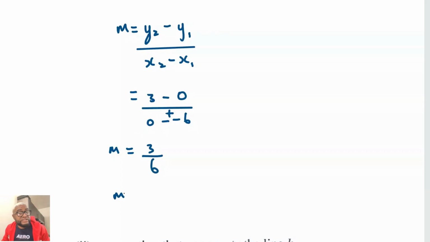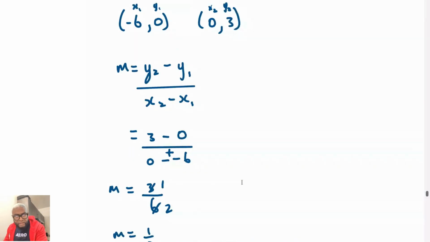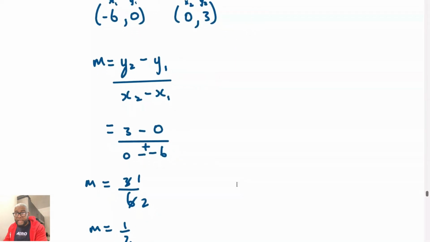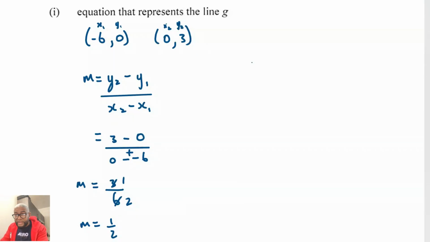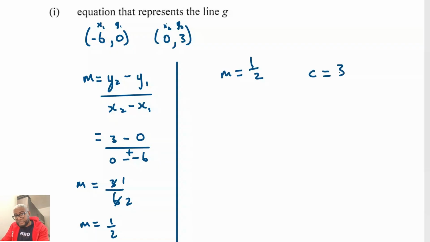3 over 6 could be reduced to be what? 2? I swear I heard somebody say 2. Jada, you said 2? 3 into 3 is 1, and 3 into 6 is 2. So we found the gradient. We have C also. So you have M, which is a half, and you have C, which is 3.